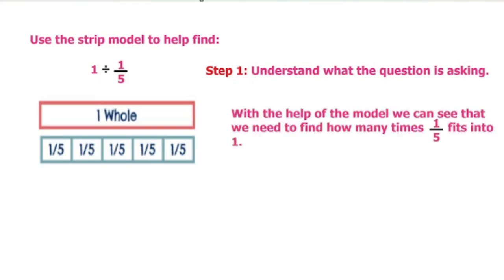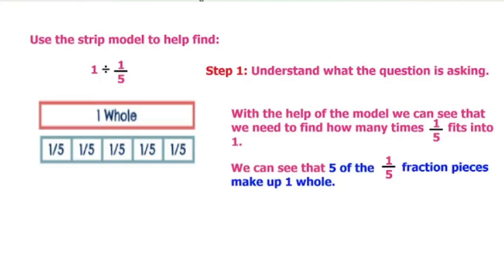So we need to understand what the question is asking. And what it's asking is, with the help of the model, we can see that we need to find how many times 1/5 fits into 1. So how many times does 1/5 fit into 1? That's the same as saying 1 divided by 1/5. So we can see that 5 of the 1/5 fraction pieces make up one whole. There's 5 of these, 1, 2, 3, 4, 5.